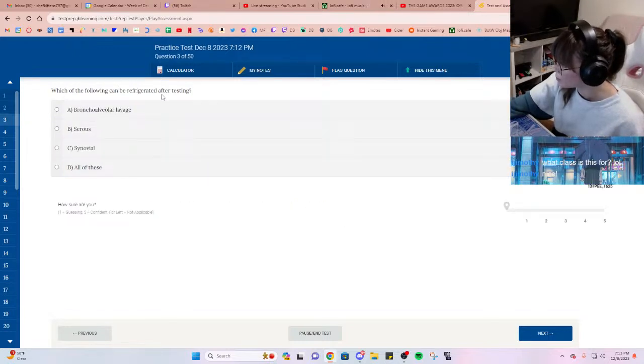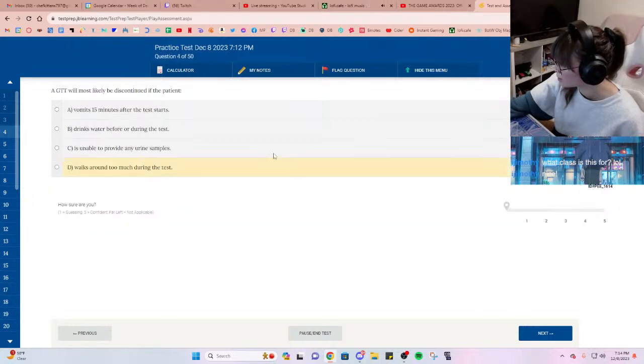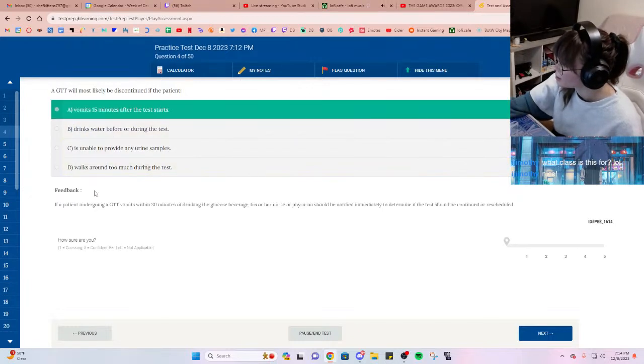Which of the following can be refrigerated after testing? Bronchoalveolar lavage? Serous or... all of these. Yes. BAL, serous, or synovial, and CSF can be refrigerated after testing. BTT will most likely be discontinued if the patient vomits 15 minutes after the test starts, drinks water before or during the test, is unable to provide any urine samples, or walks around too much during the test. I think it's vomits. Yes.